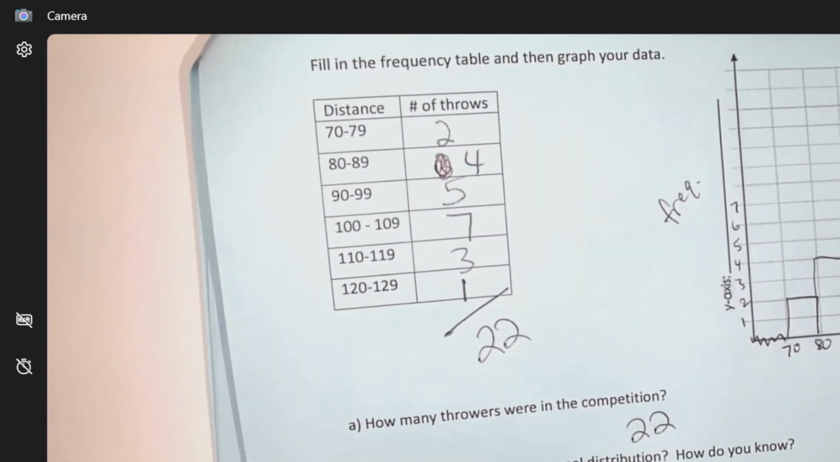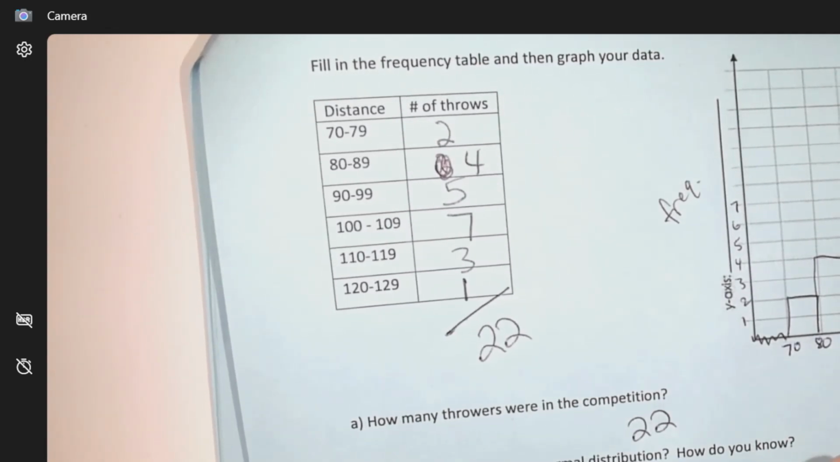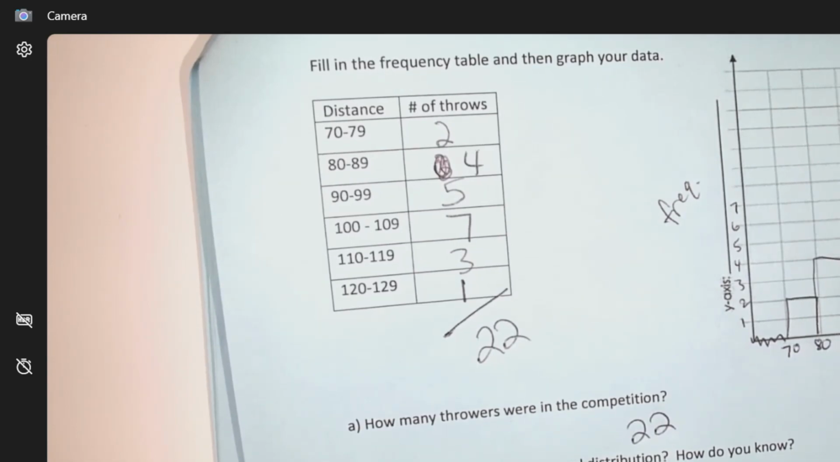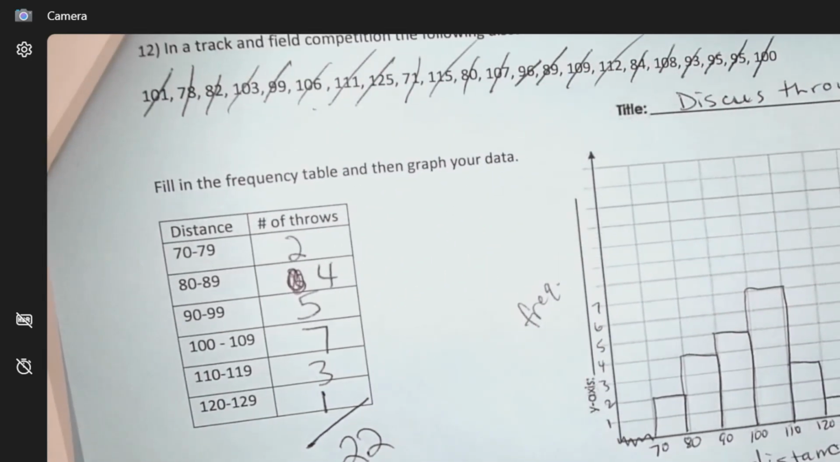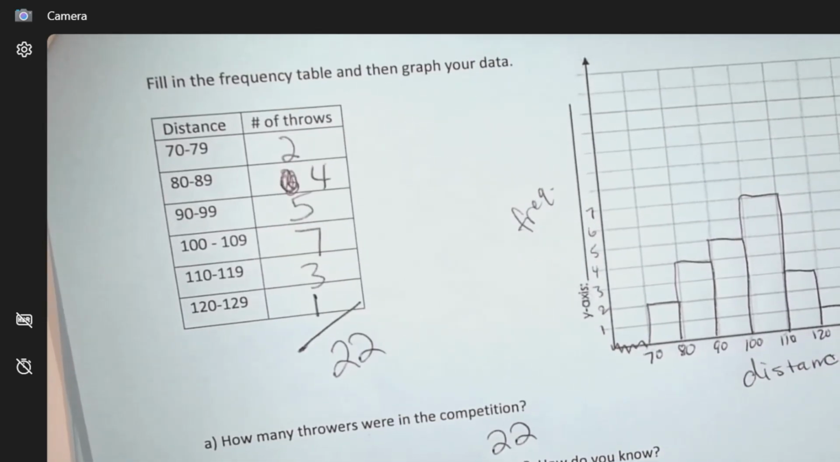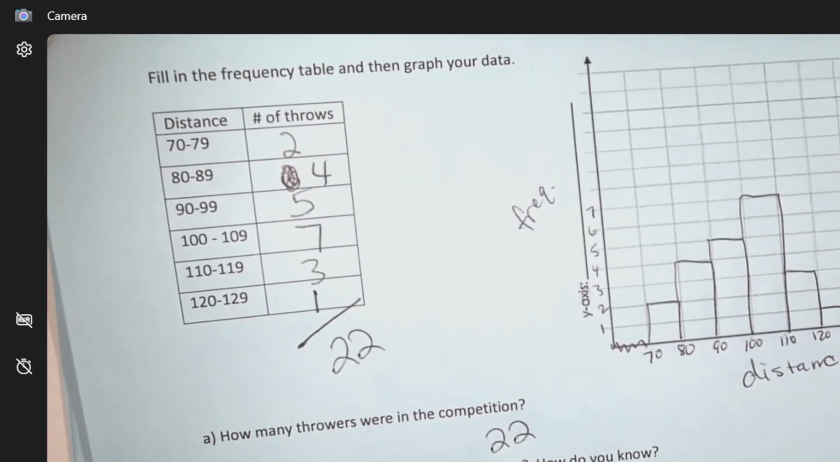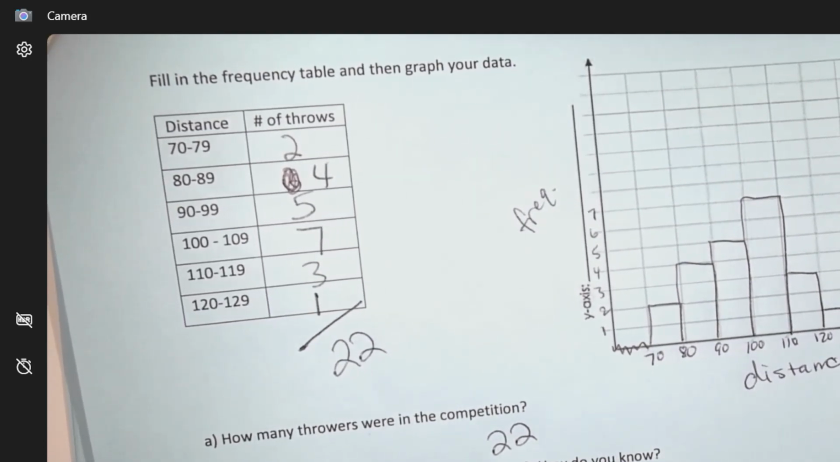Would you say this is a normal distribution, yes or no? I would say yes. Why am I saying yes? Because the shape is that there are more in the middle and less on the outsides. That is the pattern, so that's making that shape.